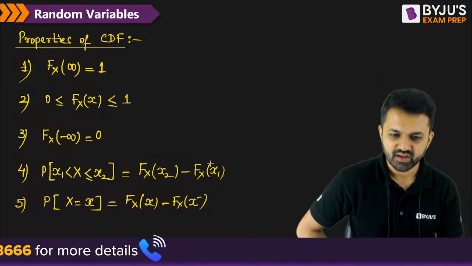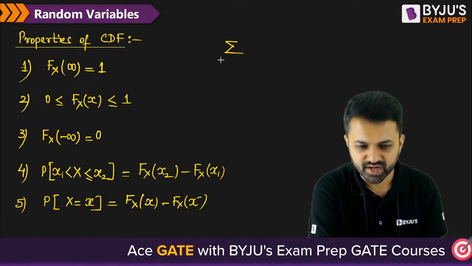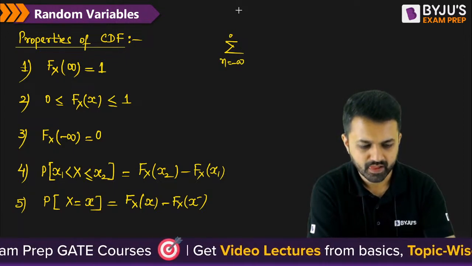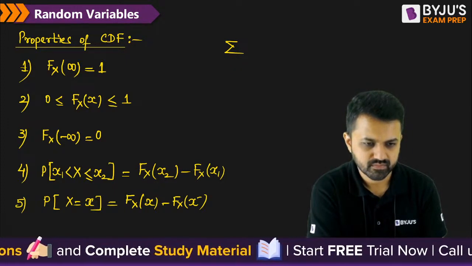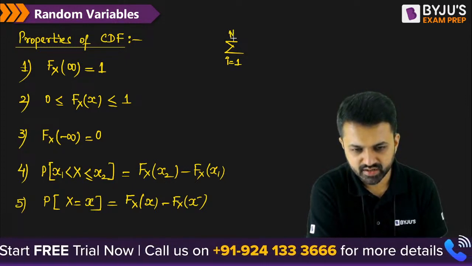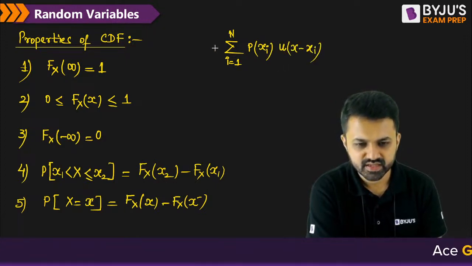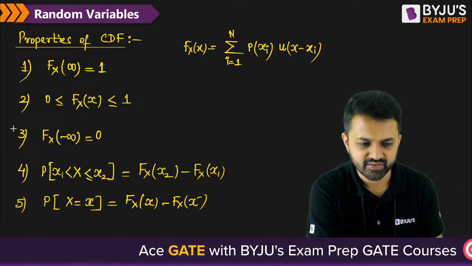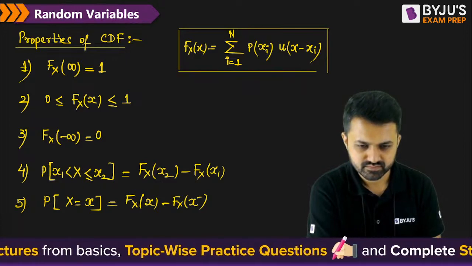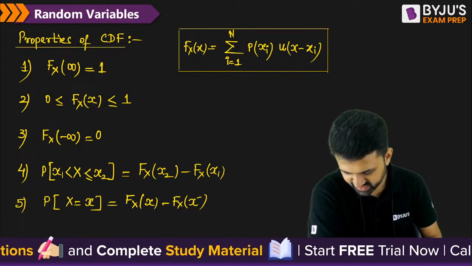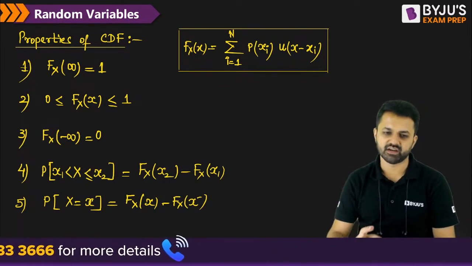So in terms of unit step, whenever there is a discrete random variable, you can write the CDF in this form: the sum for i equal to 1 to n of the probability of xi times u(x minus xi). This way you can write the CDF if it is having the staircase form. If it is having the staircase form, then you can write the CDF in terms of the unit step function.